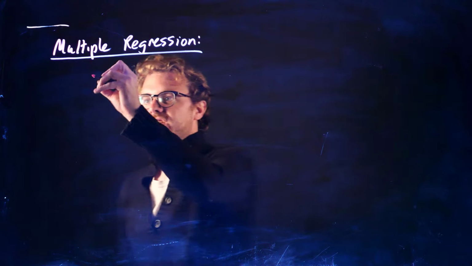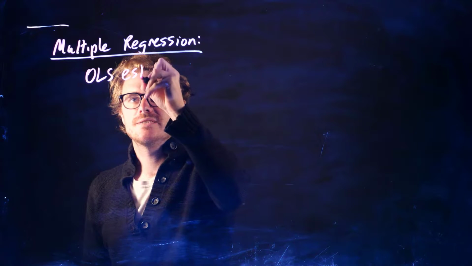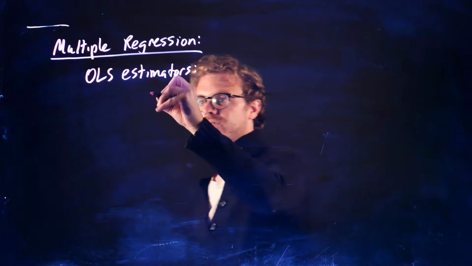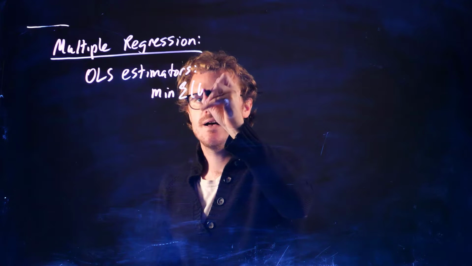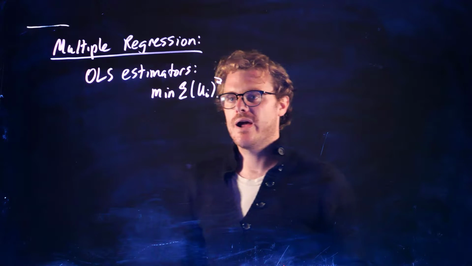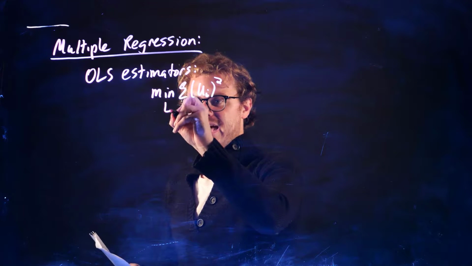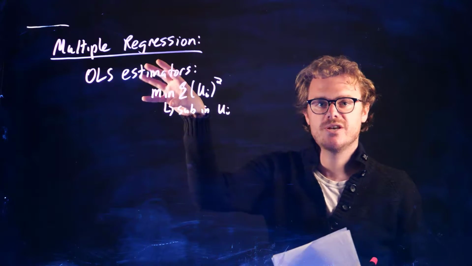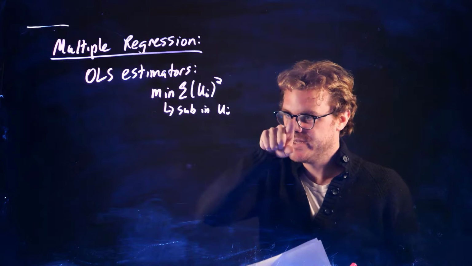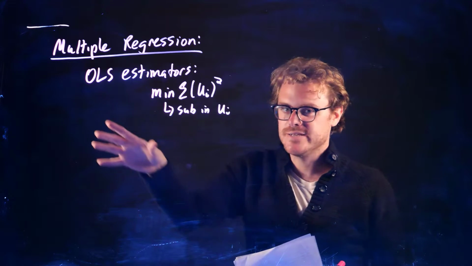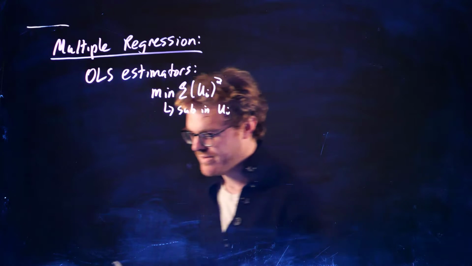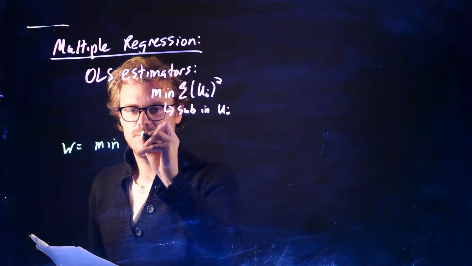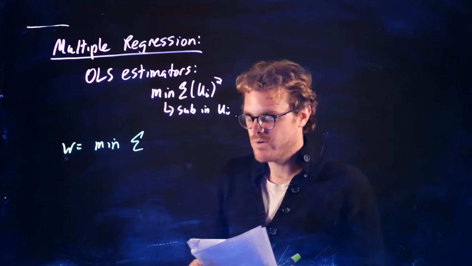So with our multiple regression, we can figure out our OLS estimators the same way as we did with the simple regression. Remember, in the simple regression, we try to minimize the sum of all these u_i squared. And again, now we're just going to sub in what u_i was with that expression we just saw, with that observation level expression. We can move everything else, all those x's and betas, to the one side, and it's going to be y minus all of them. So W equals the minimum. So this is our criteria that we're minimizing.